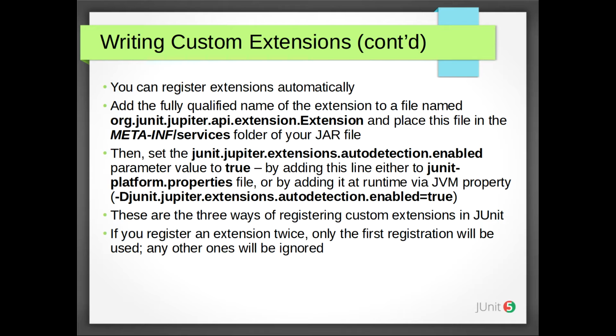Then set the junit.jupiter.extensions.autodetection.enabled parameter value to true by adding this line either to the junit-platform.properties file or by adding it at runtime via Java virtual machine property -D junit.jupiter.extensions.autodetection.enabled=true. And I'm going to make about a 40-second pause to enable you to write out first the property as you would put in the properties file, and then to write out the JVM property with the -D preceding it.